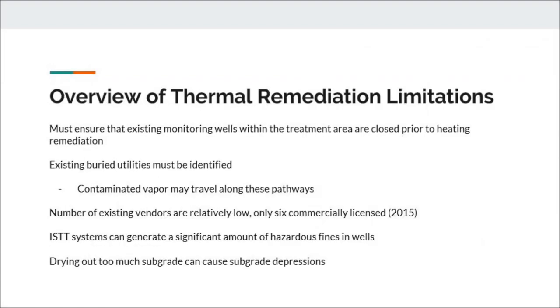One of the limitations is that you have to ensure that existing monitoring wells and previous borings are closed within your treatment area prior to the actual heating remediation. Open or closed wells can create a significant increase in pressure and temperature. Another limitation of this treatment method is that the existing buried utilities must be identified. This causes the design of the thermal remediation system to be dictated by these features. It's important to identify and control utility corridors where sewer or networked piping may exist to ensure that these features do not act as pathways for contaminated vapor to migrate into buildings or into the atmosphere untreated.